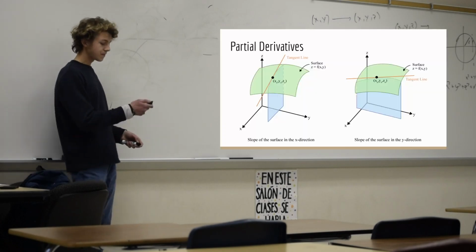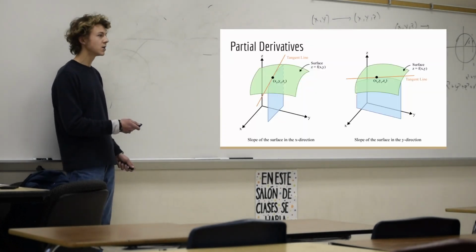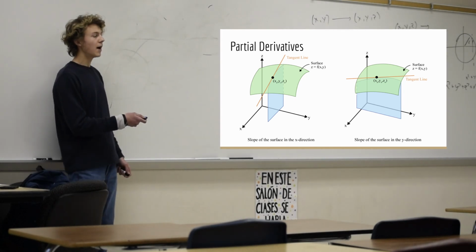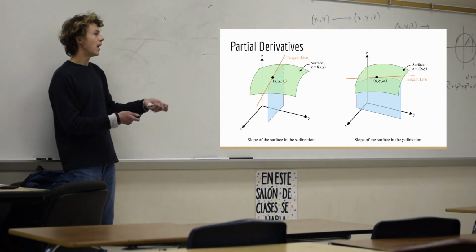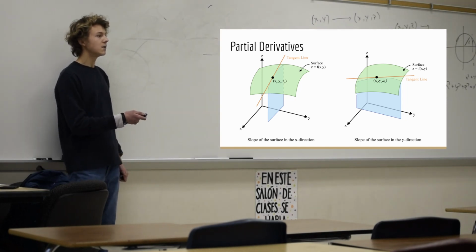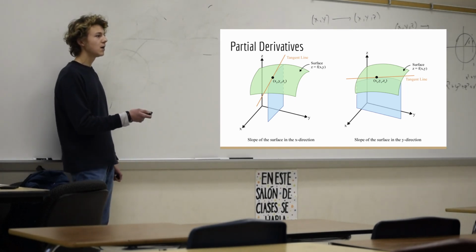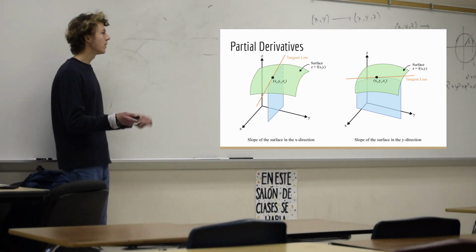Here, if we take a slice of this curve in the x direction, our x is constantly changing. Our x here ranges from any number down here to any number up here. But our y is always the same. And then here, in this example, our y is constantly changing, but our x is always the same. Our x remains constant throughout this example.